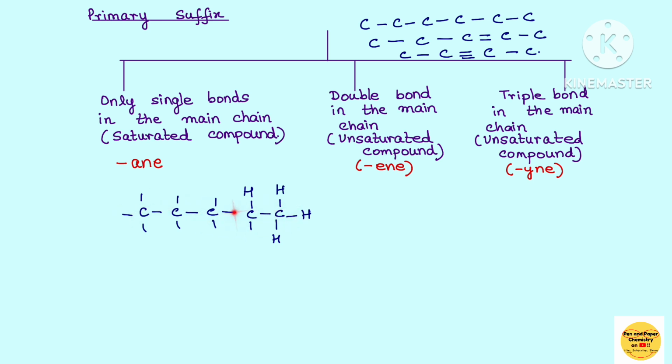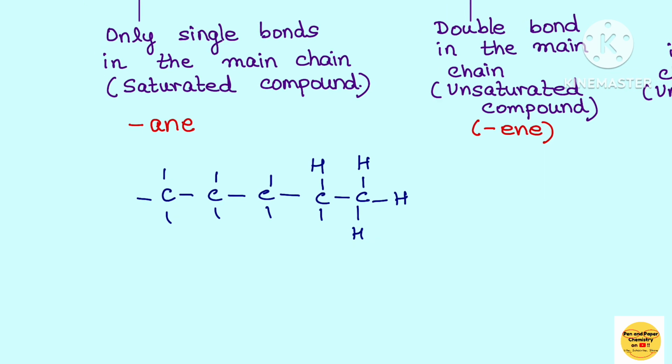Hence, this compound would be an ane. It's a saturated compound. And what's a saturated compound? A compound in which there are only single bonds in the main chain would be called a saturated compound. It's fully satisfied. It's not hungry for more. All its bonds are being taken care of by single lines over here, by single dashes.